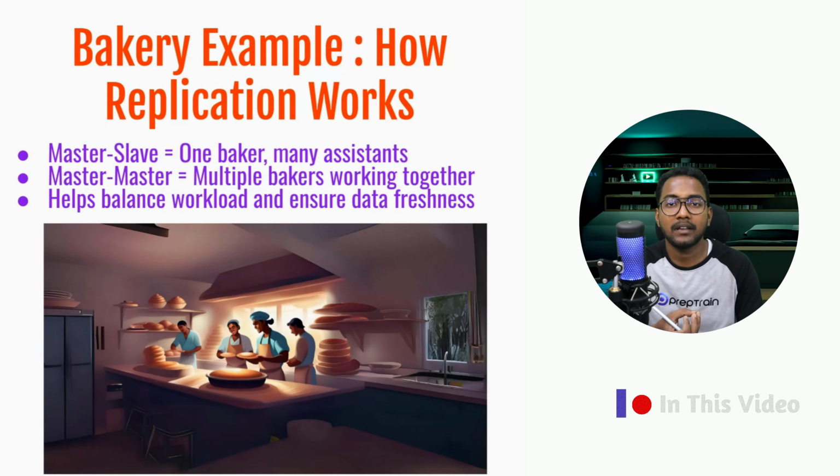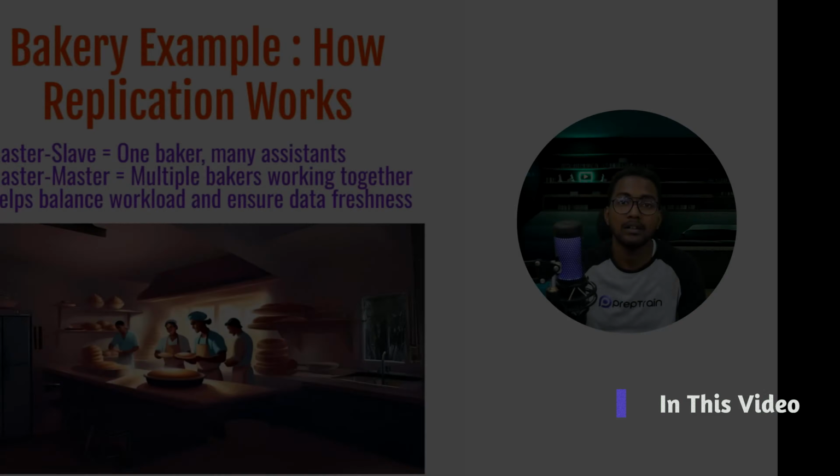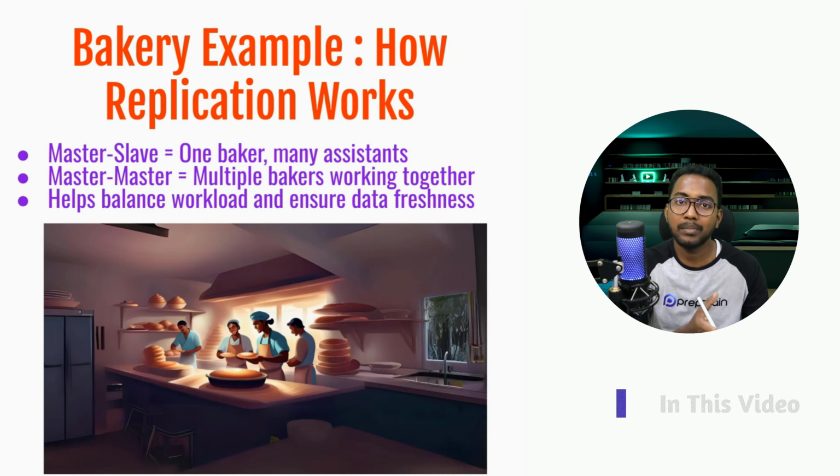This is where our master replication comes into play. In this setup, you have two or more bakers who can both make or modify recipes, ensuring that the workload is distributed evenly. So what do you do? You hire more bakers to help out the primary baker. So in this example, the baker represents your master database.